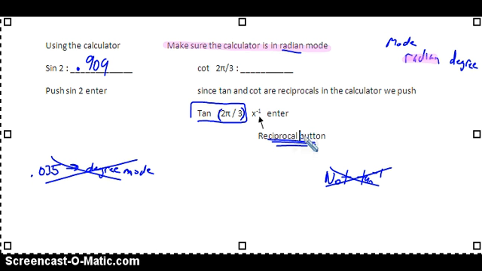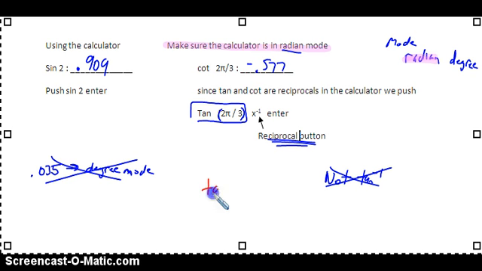So take the time to type this into your calculator. Again, make sure your calculator is in radian mode. Use the pi button, don't use 3.14. And when you do this, you should end up with negative 0.577. So if you type this into the calculator correctly, then you should get this right answer.